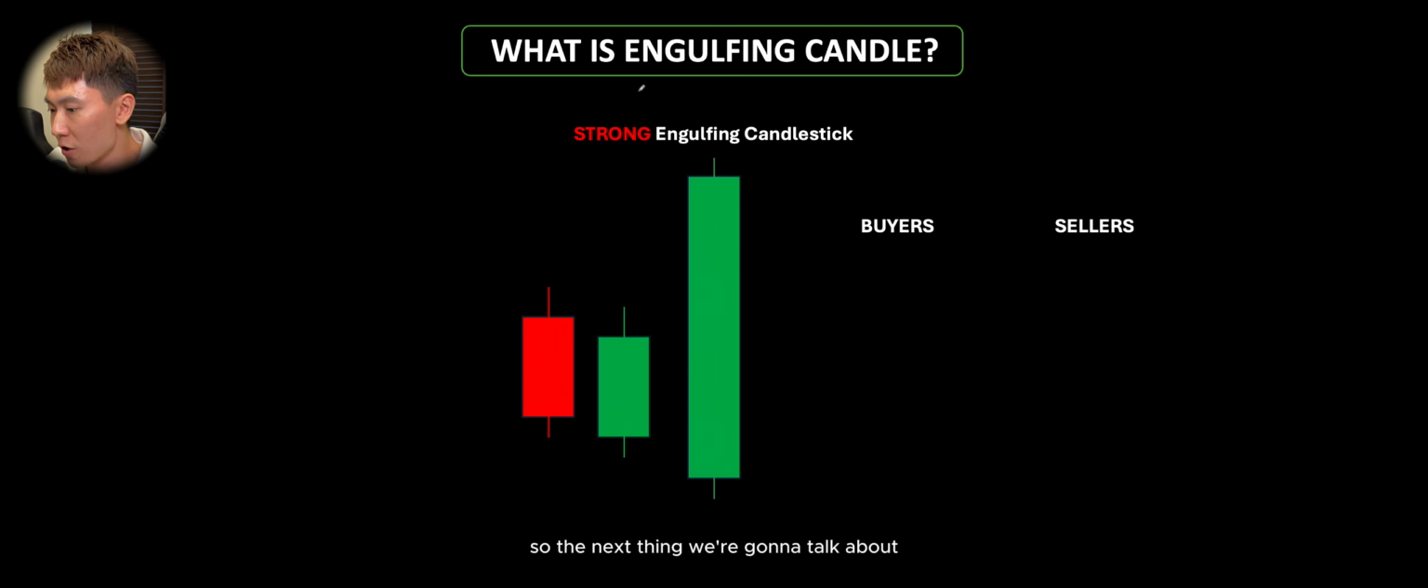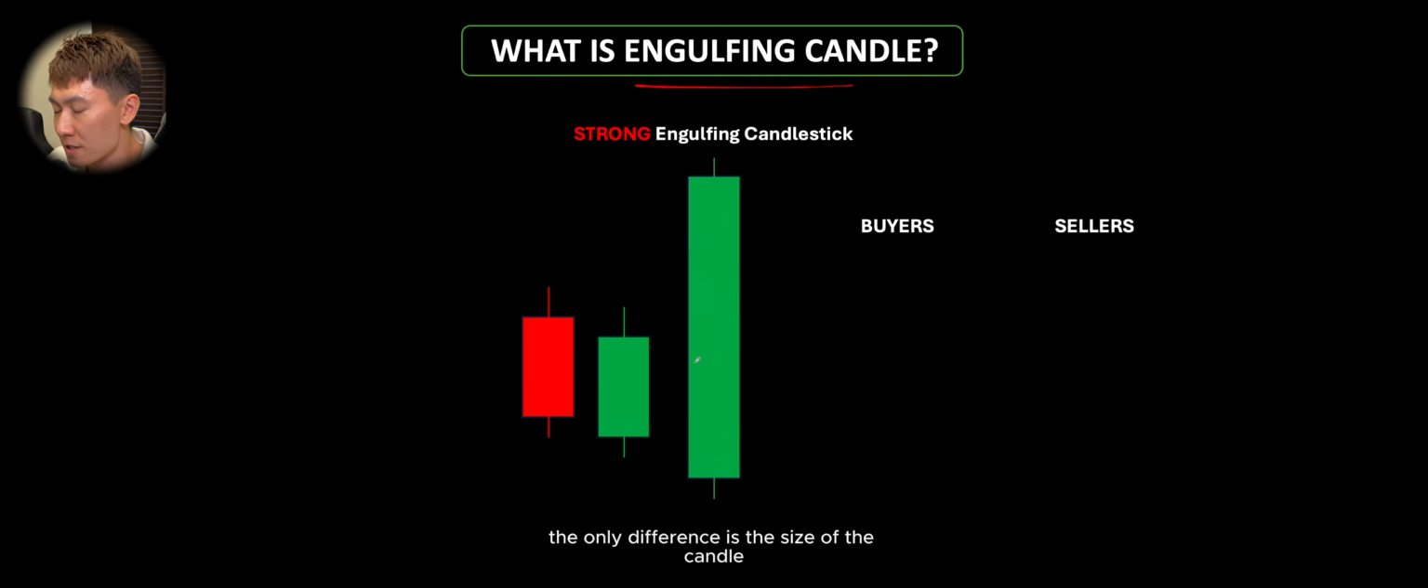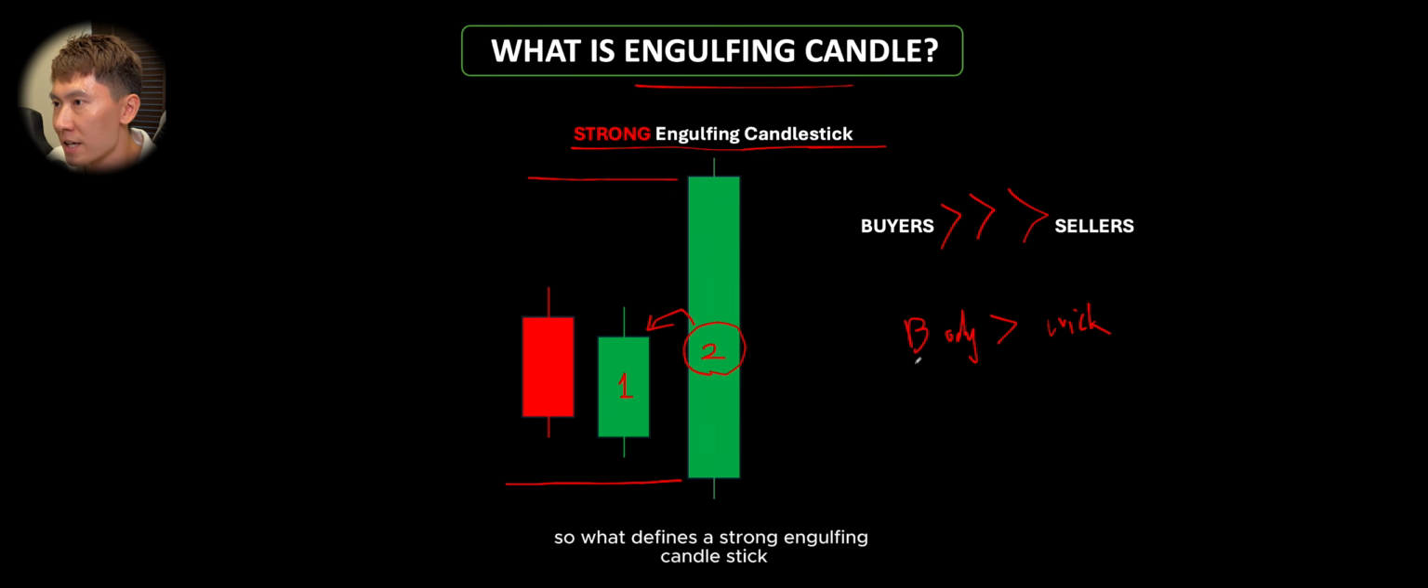So the next thing we're going to talk about is the engulfing candle. Let's define what an engulfing candle is. You can see these three candles are exactly like what we just discussed. The only difference is the size of the candle. Let's define this as candlestick 1 and candlestick 2. The body of candlestick 2 essentially engulfs the entire body of candlestick 1. What this means is that there are a lot more buyers present in the market compared to sellers. So what defines a strong engulfing candlestick? Essentially, the body must be much bigger than the wick.